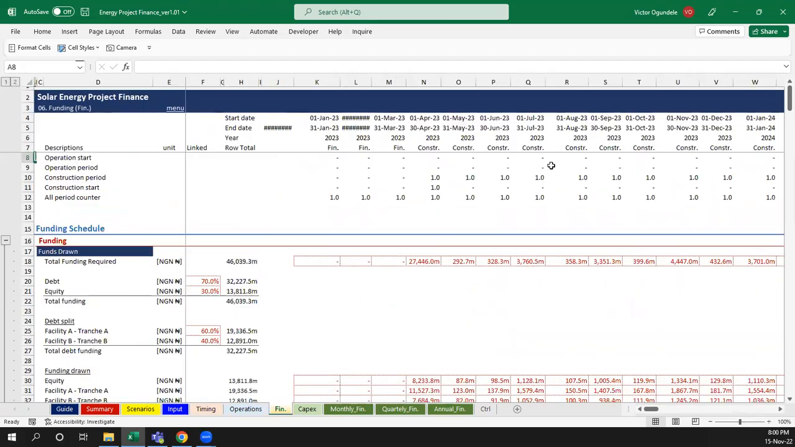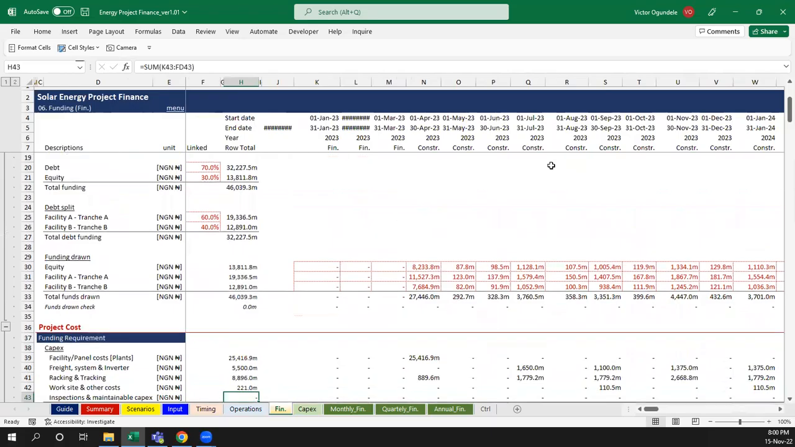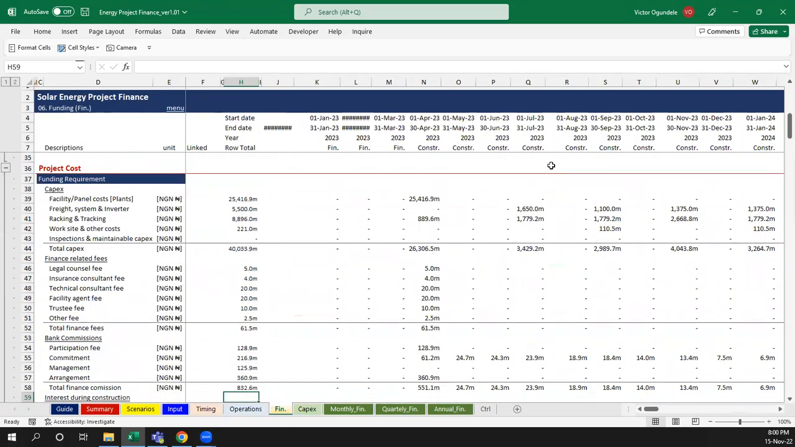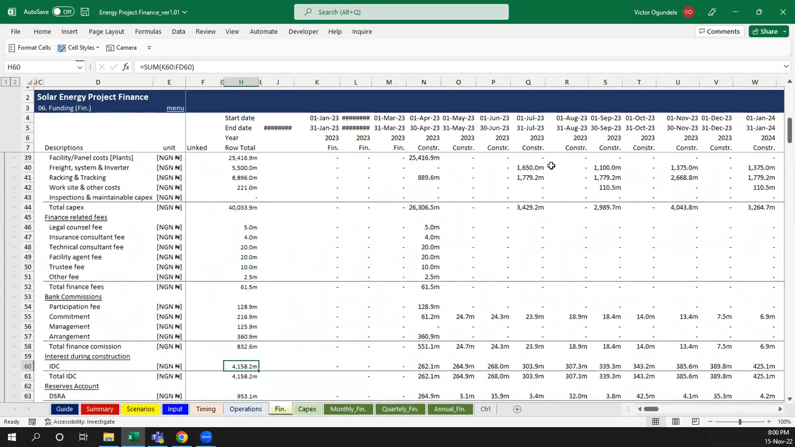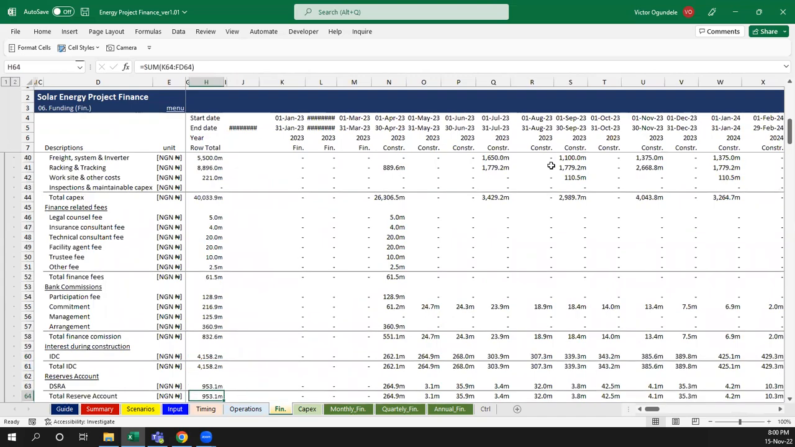This is where we did the funding calculation, everything well simplified. So you can see the total use of funds. This is the fund required, right? And how they plan to draw the funds and how it will be funded, and also the equity. Then the list of the project costs; most of this also depends on the project itself. So interest during construction, you can see that being added during that construction period. Everything will be added to the total funds that's needed.